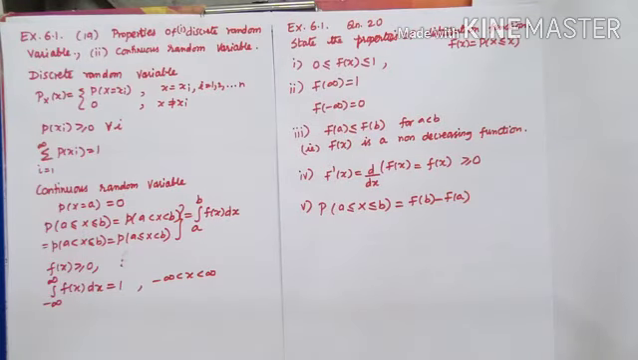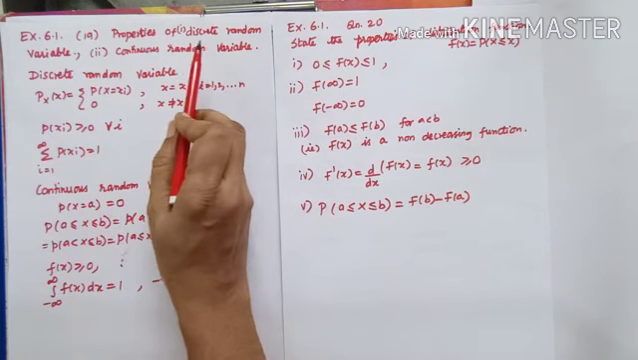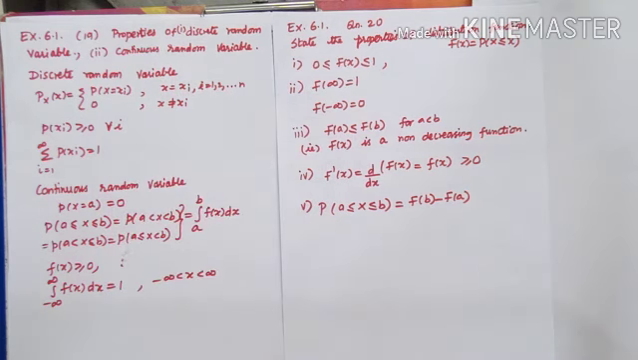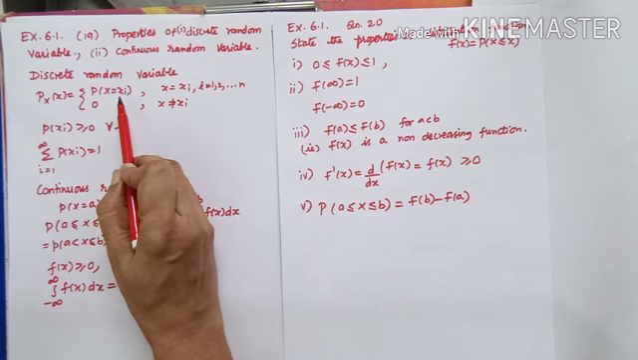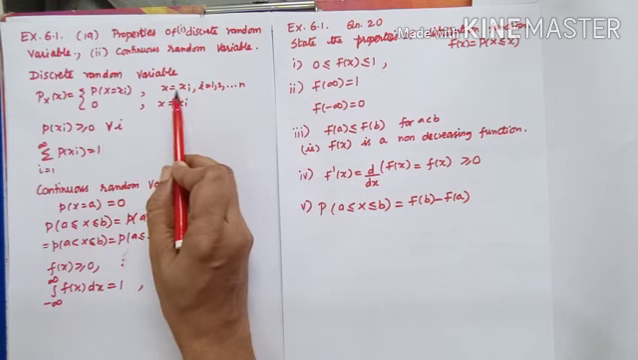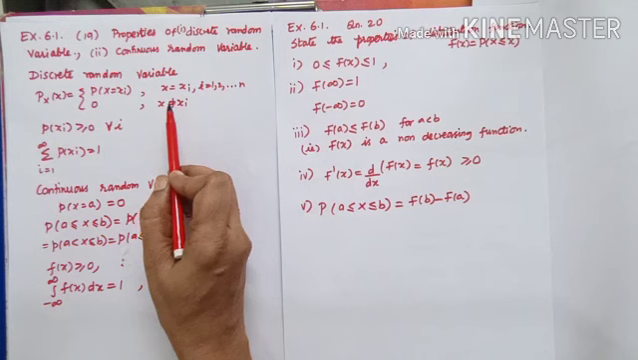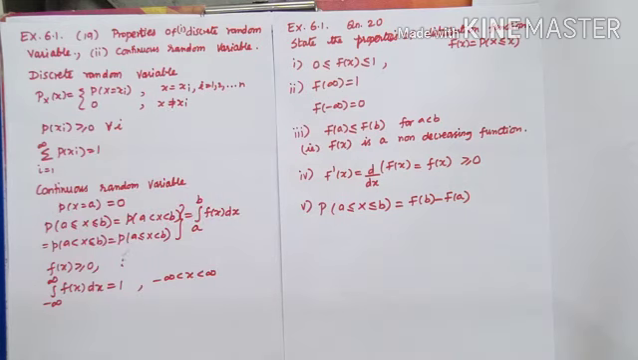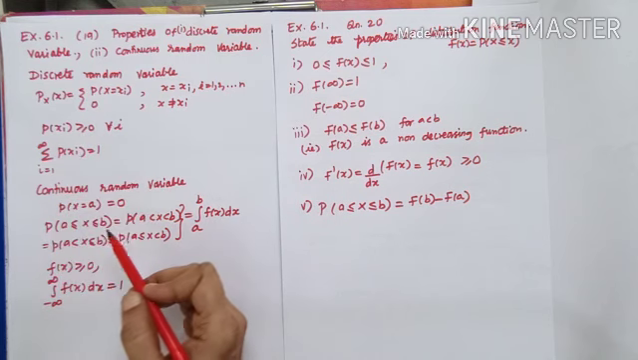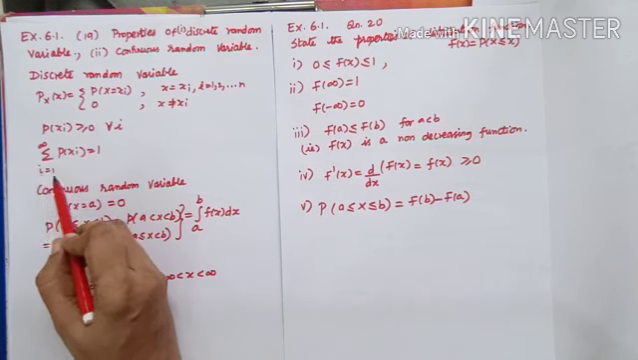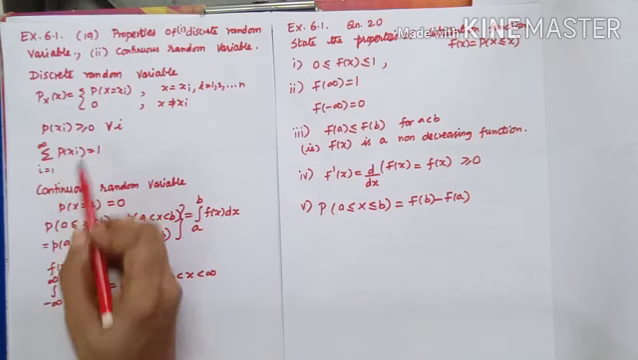Question number 19. Properties of discrete and continuous. First of all, we define p of x is equal to xi when x is equal to xi. If it is not equal, my answer is 0. And p of xi is greater than or equal to 0. Sigma i equals 1 to infinity, p of xi is 1.